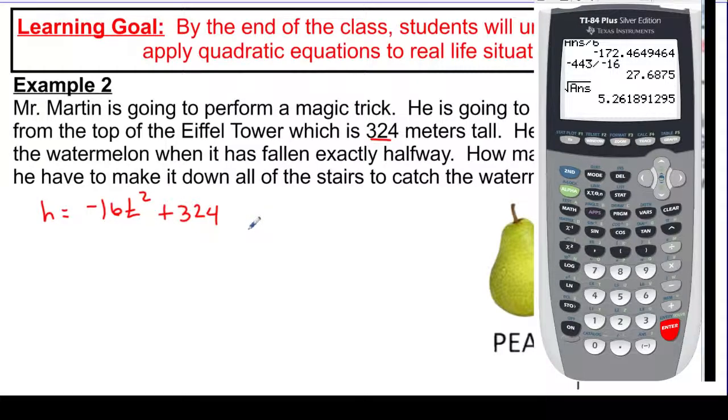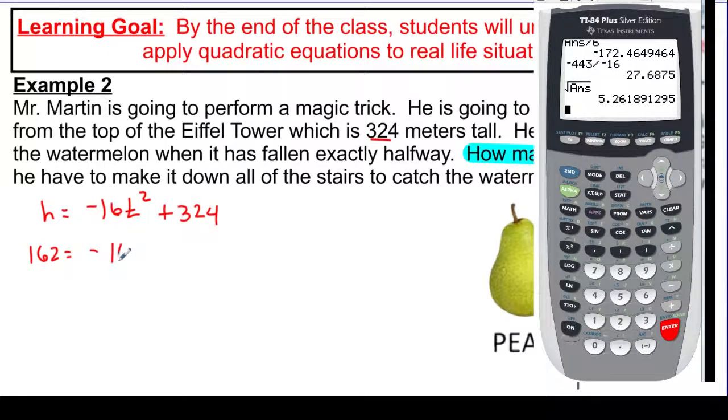Now I'm looking at this and I don't see any other numbers, so I'm wondering what I have to plug in. I have to go through the problem and figure that out. It says how many seconds, which means they're asking for t. We don't know t. They're saying the watermelon's going to be halfway down the Eiffel Tower. Halfway down would be exactly half of where I started, right? So if I'm at 324, half of it would be 324 divided by 2, which is 162. So exactly halfway down would be when h is equal to 162.